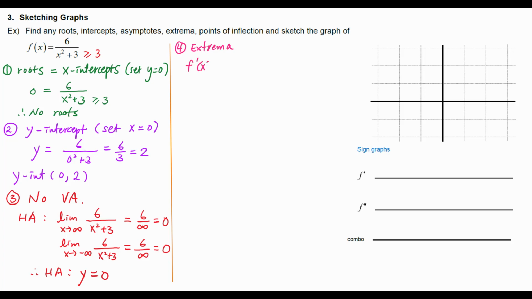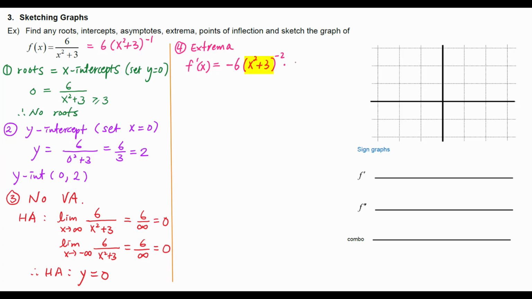f prime of x equals, let me rewrite my function as 6 times x squared plus 3 to the negative 1 power, so it is easier to find the derivative. So I'm going to use, of course, the power rule and chain rule to take the derivative of 6 times a function raised to the negative 1 power. So then f prime of x is negative 6 times the function x squared plus 3, lose 1 power, so minus the second power, times the chain rule.